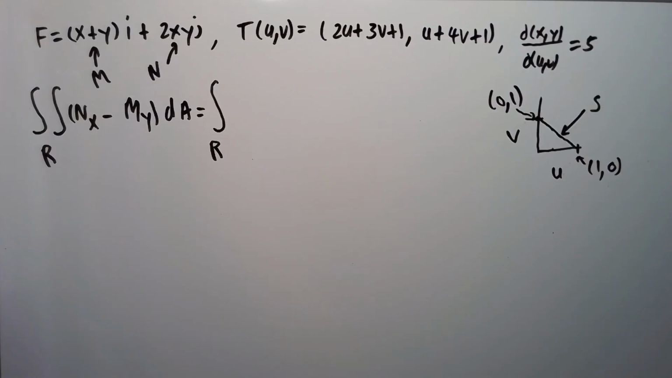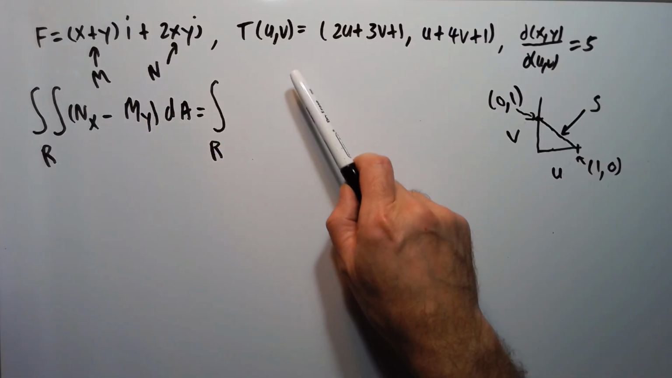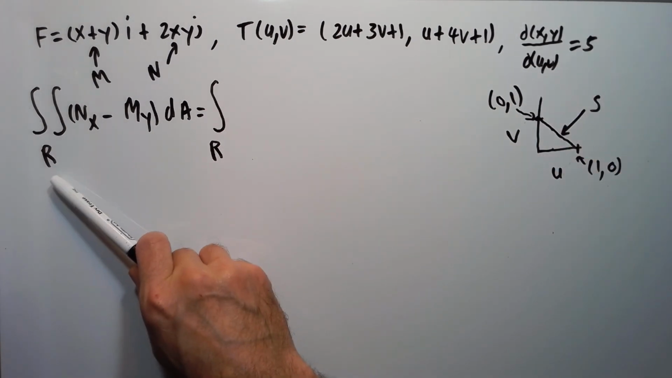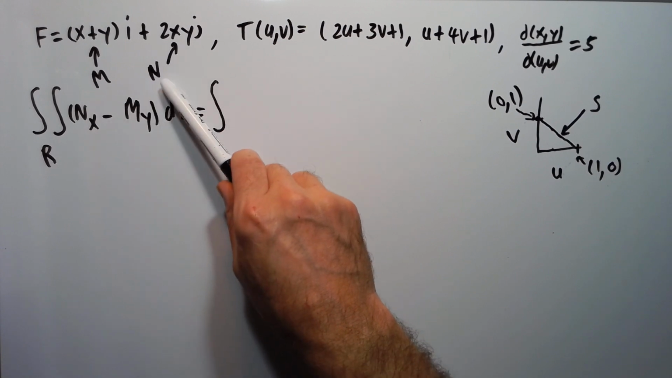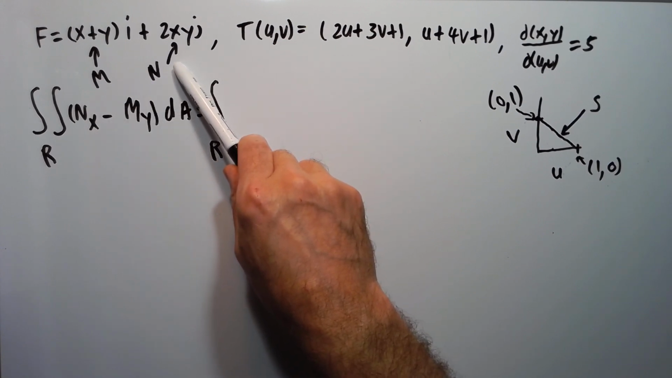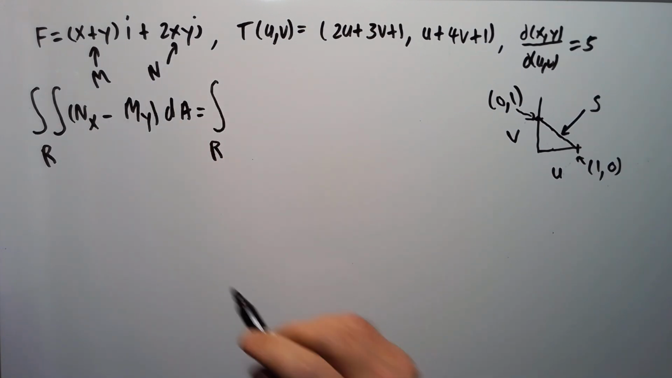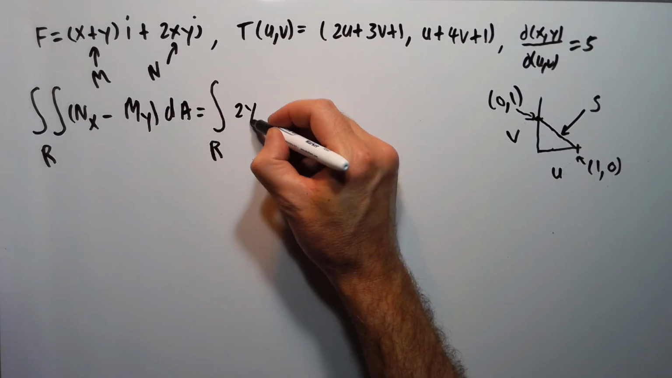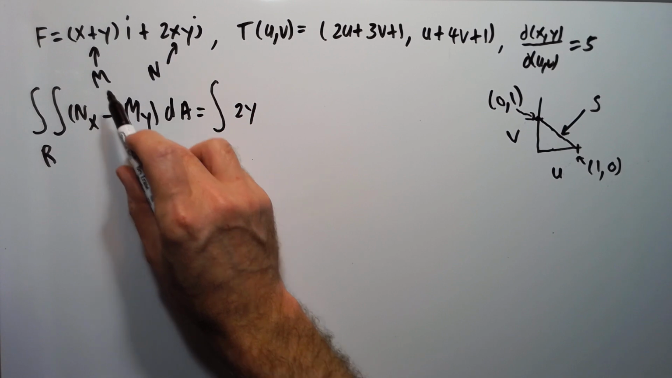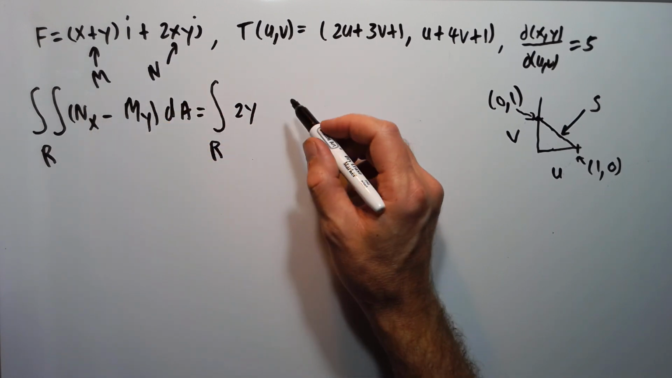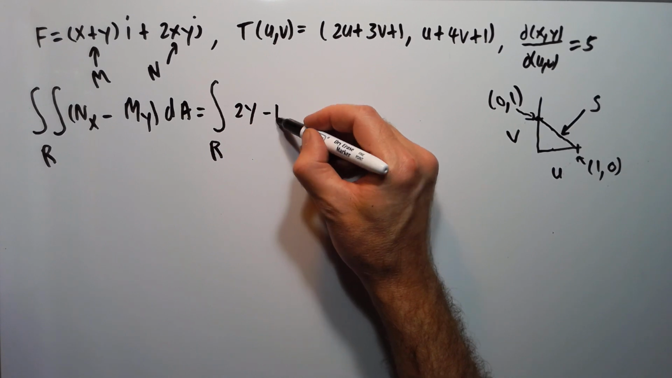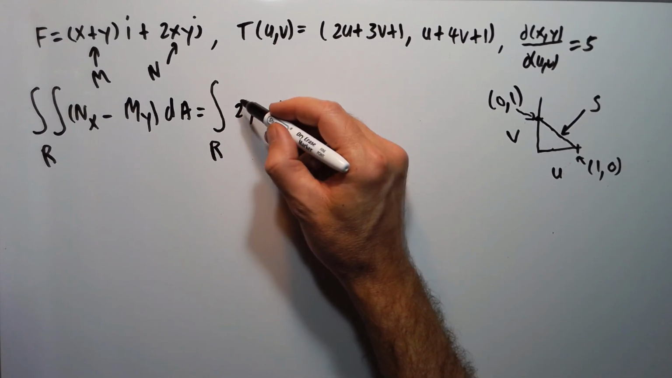Okay, so summarizing, we have it here. Here's our f, this is the t we found, this is the Jacobian we found. So we have to find this double integral now. So the n is the 2xy guy. So derivative with respect to x of this guy would be 2y. And here's my m, so derivative with respect to y would just be 1, so it'll be minus 1 here. Don't forget our dA.